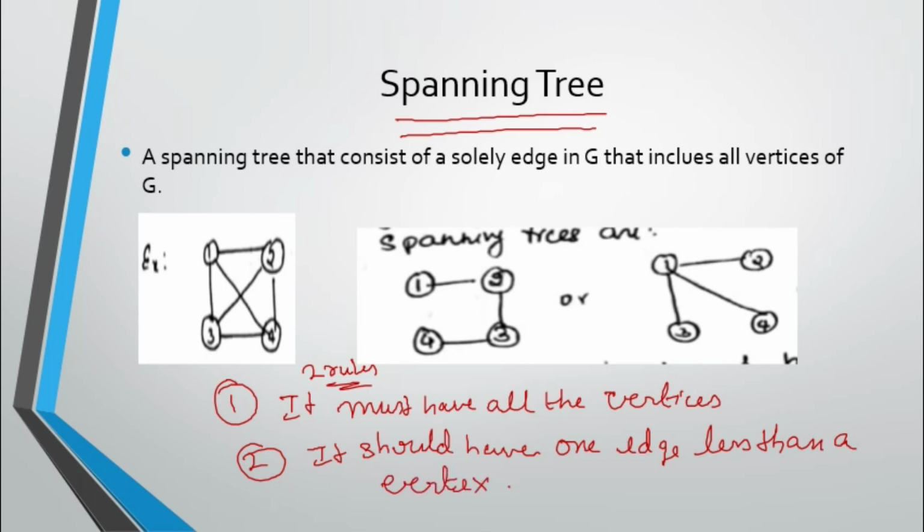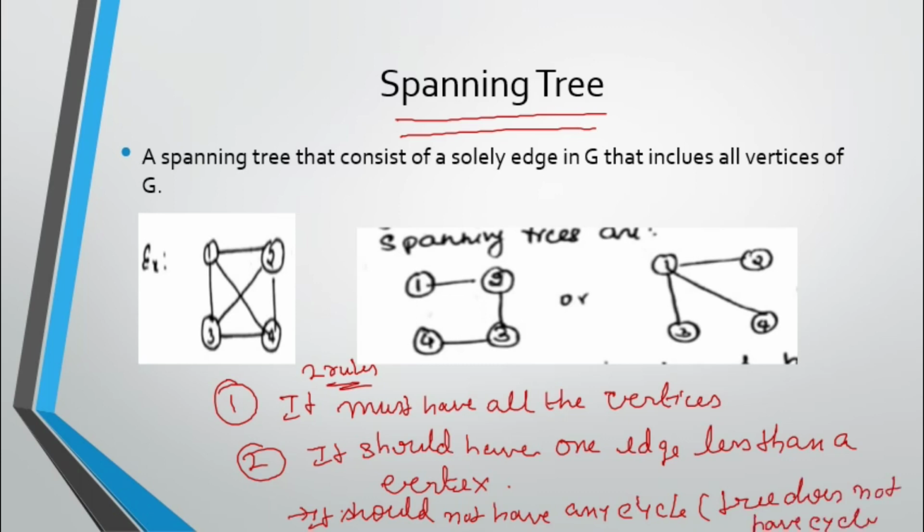And since it is a tree, it should not have cycles. So another sub rule, it should not have any cycle. Why? Because it is a tree. A tree does not have cycles. So we can see the example there.